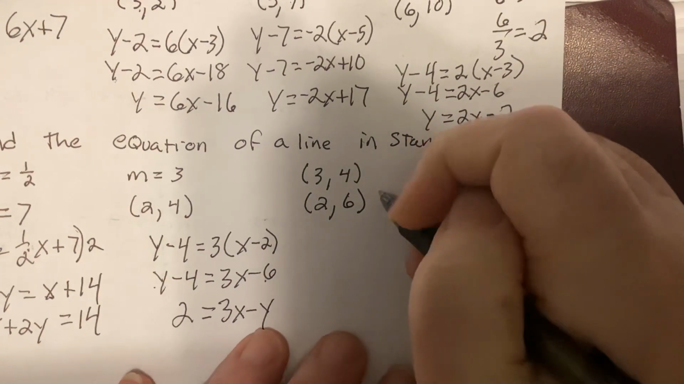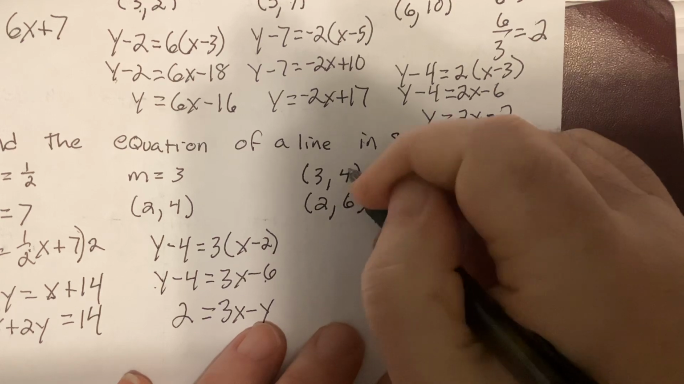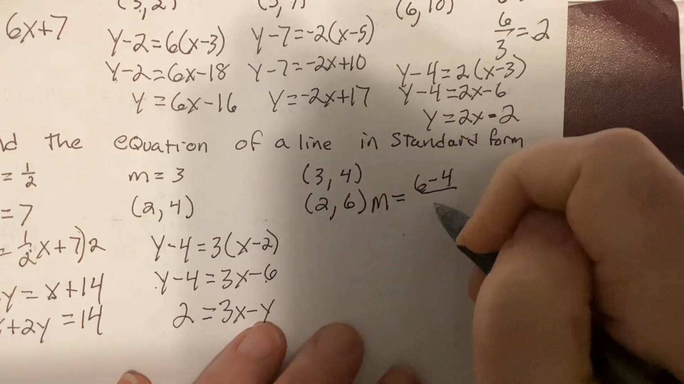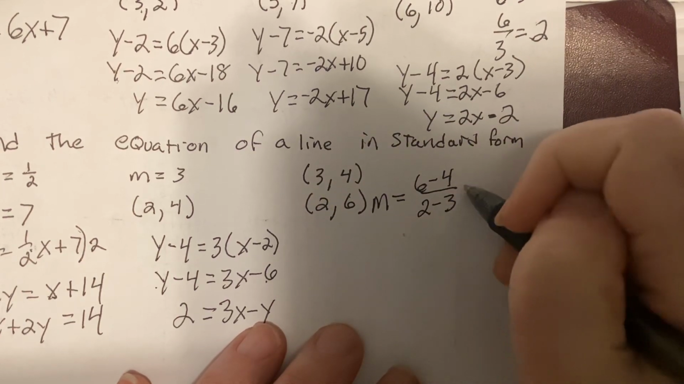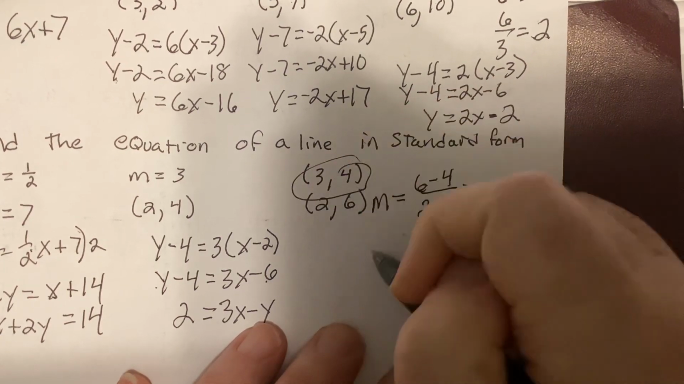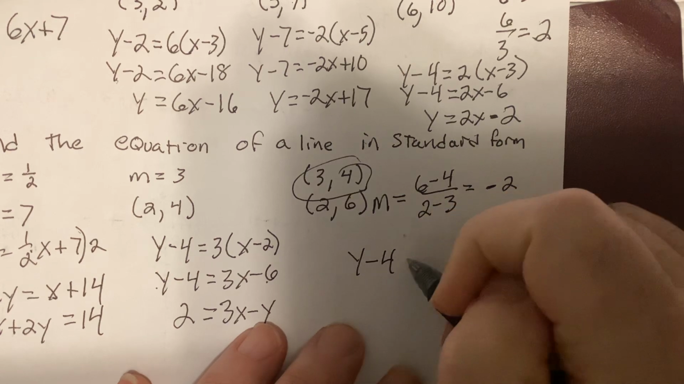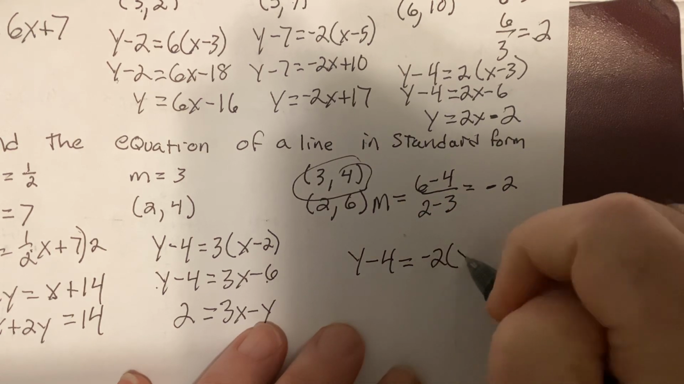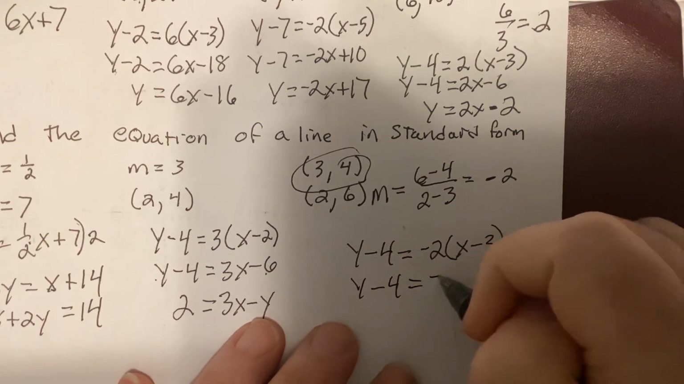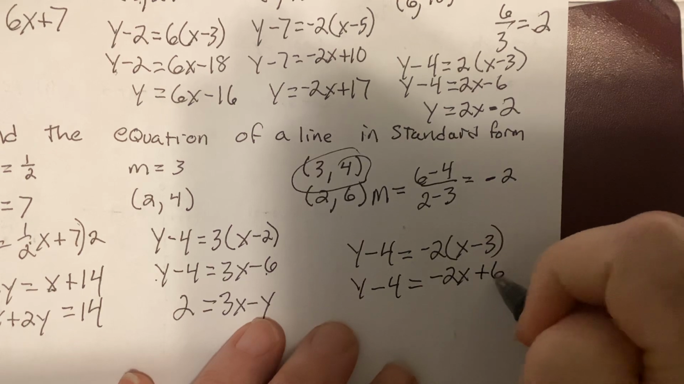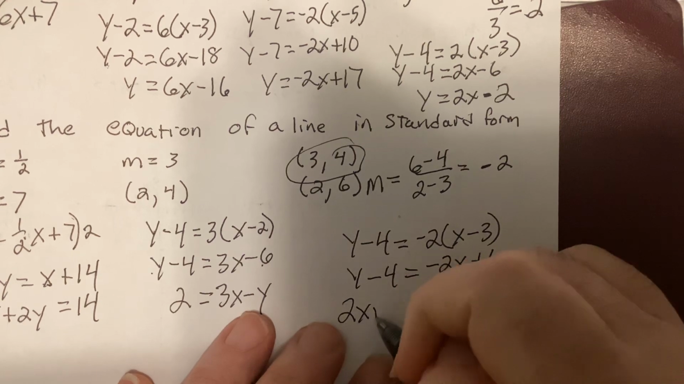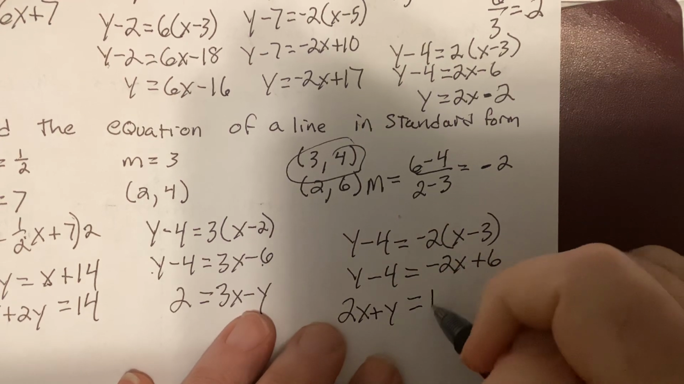So this one, find the slope. So 6 minus 4, it's always changing y on top. Changing y on top. Over 2 minus 3. So 2 over negative 1 is negative 2. Could do 3, 4, so y minus 4 equals negative 2 times x minus 3. So y minus 4 equals negative 2x plus 6. So add 2x, add 4, we get 2x plus y equals 10.